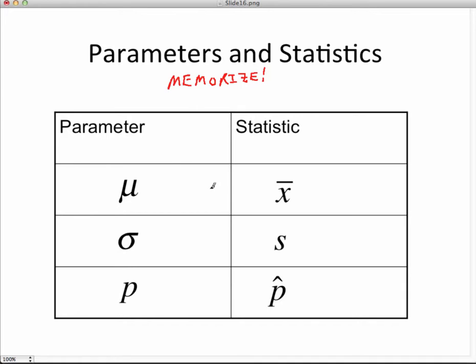You need to know that mu's estimator is x bar. And you need to know that sigma's estimator is s. In other words, those are the statistics. And p, the population proportion we saw back in the binomial, its estimator is going to be given by p hat. Okay, so you need to know the estimators for our particular population parameters that we're working with.